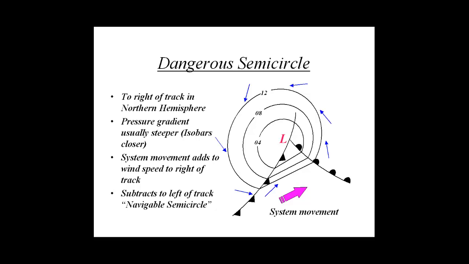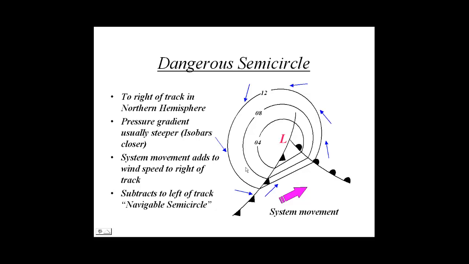Now, you notice with the red arrow here that the path of this low pressure system is as shown. And to the right of the path, to the right of the low center, is what's called the dangerous semicircle. It's stronger winds for a couple of reasons. One, the isobars are closer together, and therefore the wind pressure gradient is greater. Therefore the wind strength is stronger.